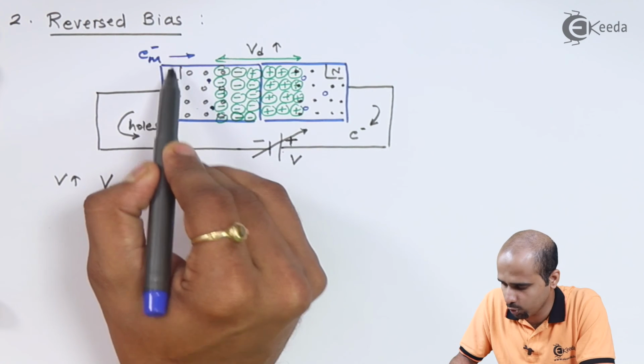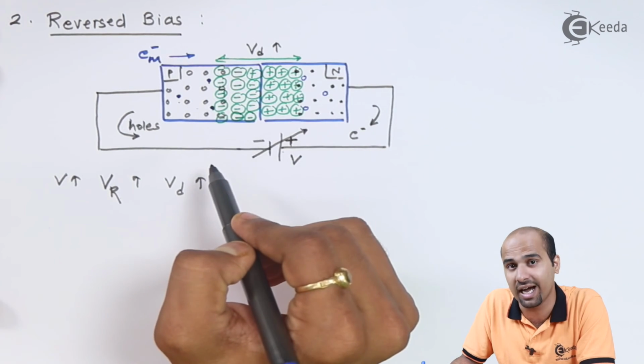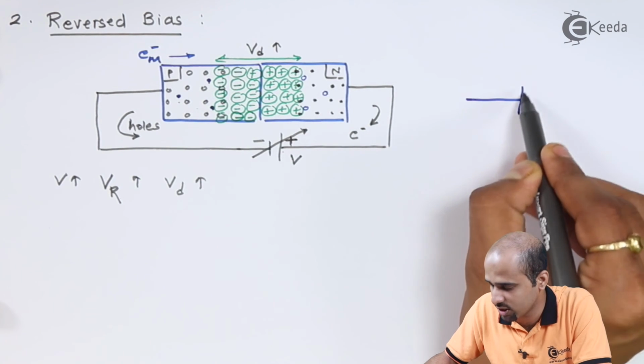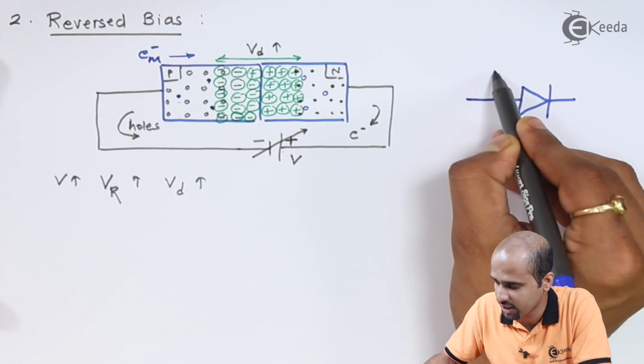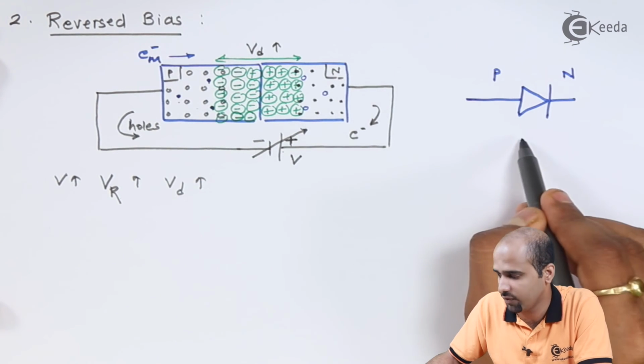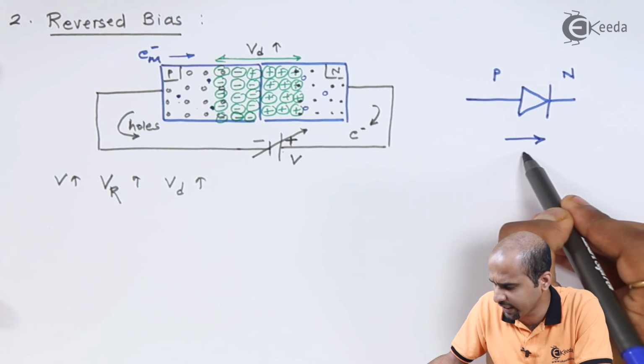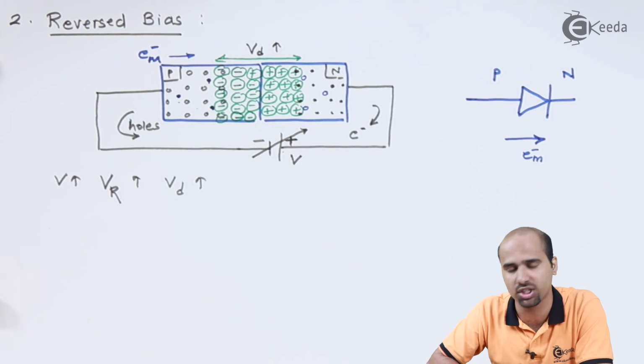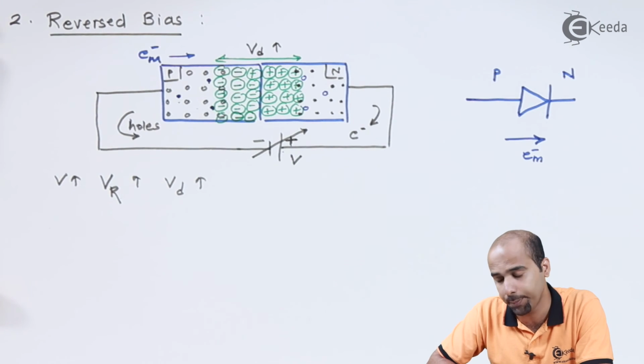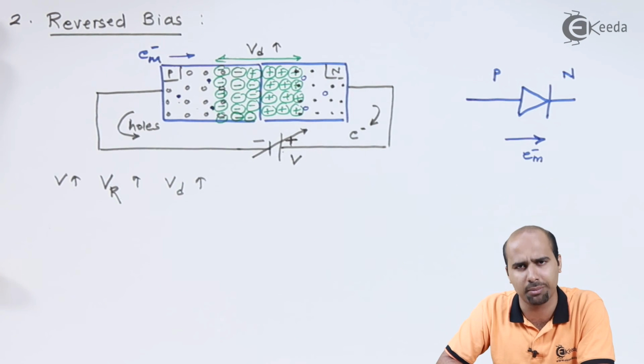So electrons will move from p-type to n-type, and as far as this diode symbol is concerned, we will say this is p-type, this is n-type. If minority charge carrier electrons are moving from p-type to n-type, then conventional current will flow from n-type to p-type. But mind well, as these minority charge carriers are very less in numbers, the number of electrons passing through the junction is very less.